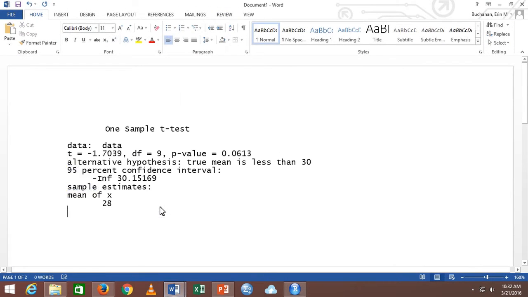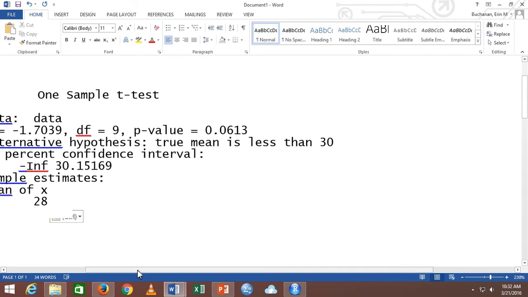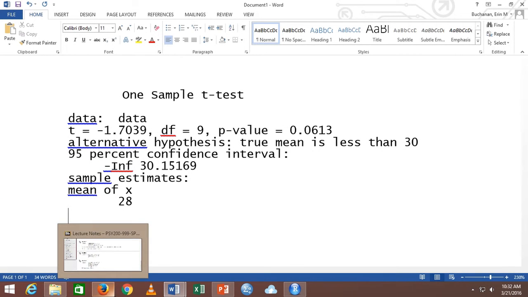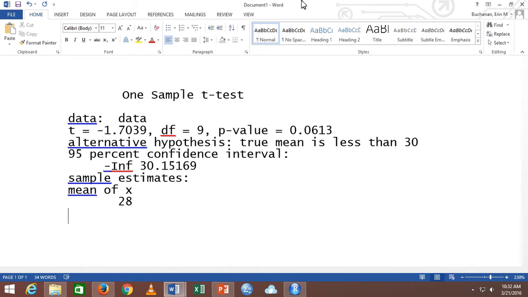So you should get this, and I'm going to blow it up. All right, so it tells me what t is, 1.70, because it did more decimals than I did. It tells me degrees of freedom, in case you weren't sure.